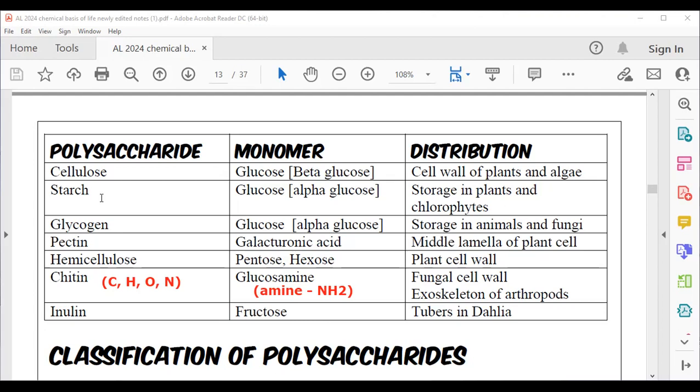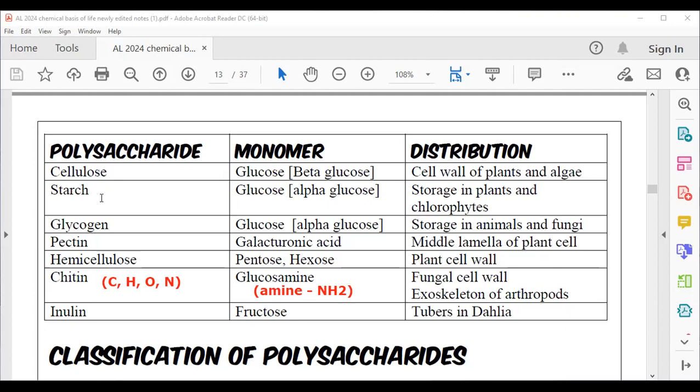Now, just a summary. Second is starch. It's a storage polysaccharide. Cellulose is a structural polysaccharide. Starch is a storage polysaccharide. In plants, in green algae, chlorophyta, you can see starch as a storage polysaccharide.